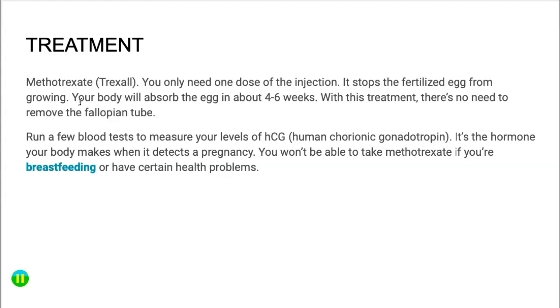Your body will absorb the egg in about 4 to 6 weeks. And with this treatment, you do not have to remove the fallopian tube, which means you can, if needed, get pregnant again. You run a few blood tests to measure your HCG, which is a very important hormone called the human chorionic gonadotropin. Now, this is a very important hormone because if your body makes this, it detects pregnancy.